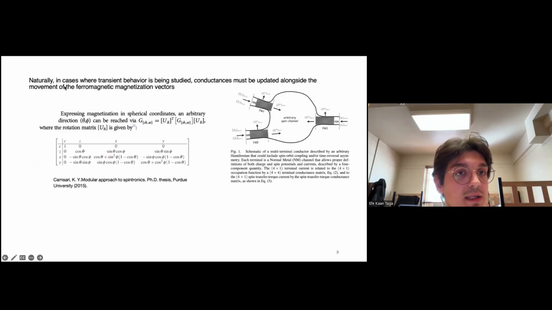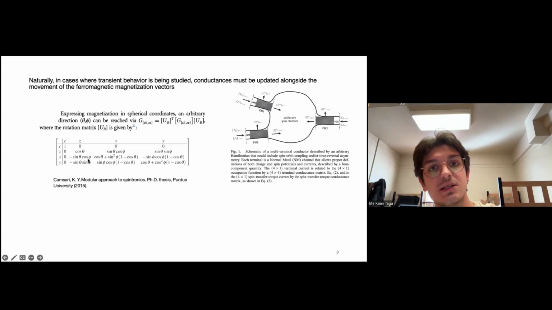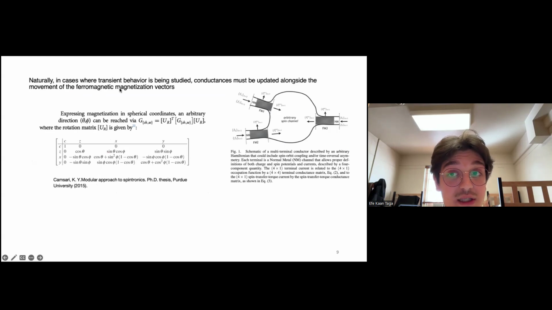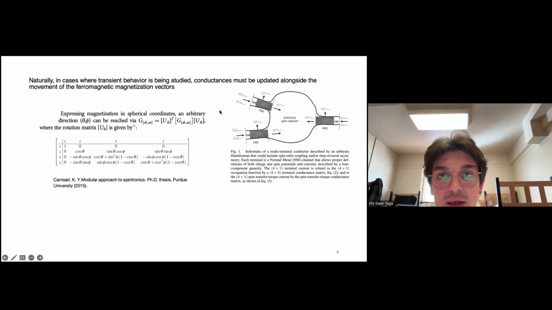Naturally, in cases where transient behavior is being studied, conductance must be updated along the movement of the ferromagnetic magnetization vectors. And with this given rotation matrix, we can express our magnetization in spherical coordinates in any arbitrary direction. And in circuit simulators, we generally first obtain a fully parameterized rotated conductance that receives instantaneous magnetization directions for the transient simulator. In this schema, we can see the fact that I1 is not equal to I internal, so there is some spin transfer torque effect.